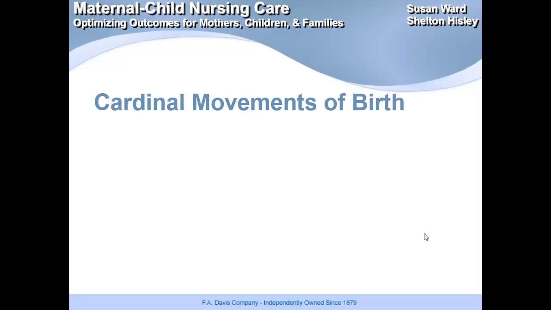So the cardinal movements of birth. This is the mechanisms of labor, and this is how baby will pass through the birthing canal, and the positional changes baby will make that are required to facilitate birth. So there's different movements. Descent is where the head goes into the pelvis.